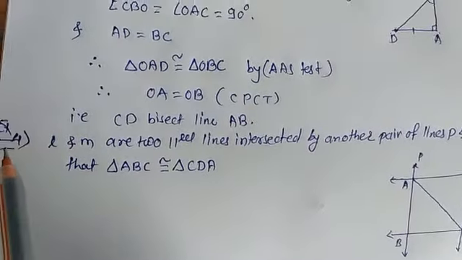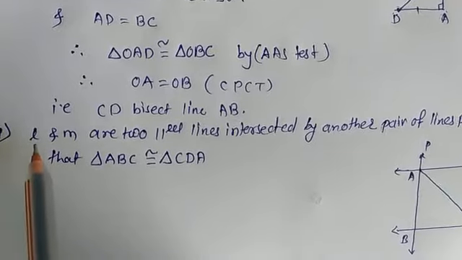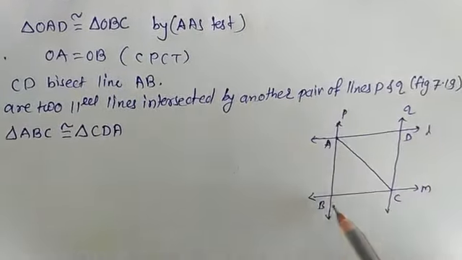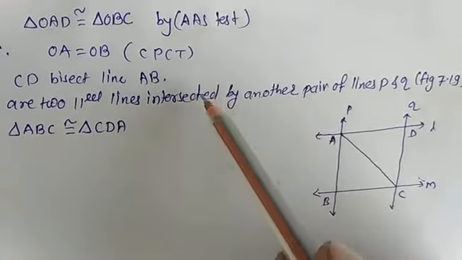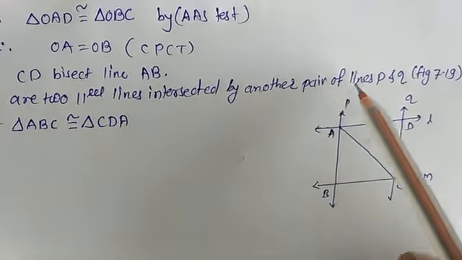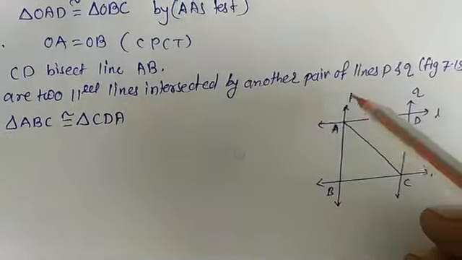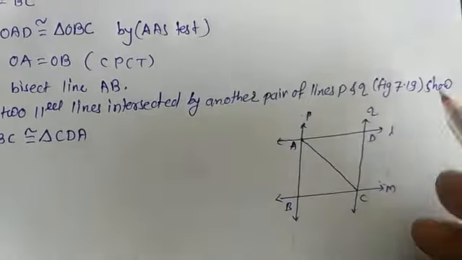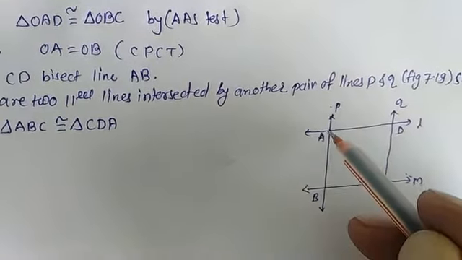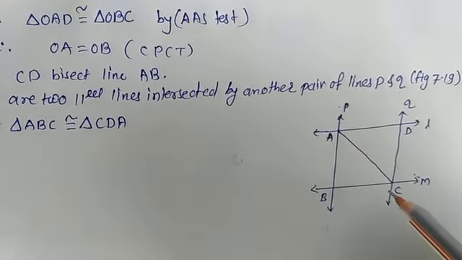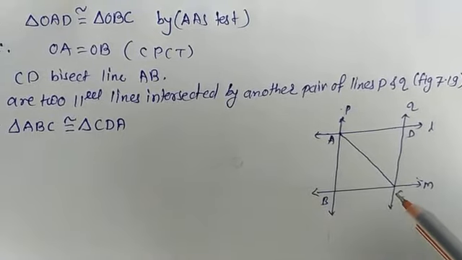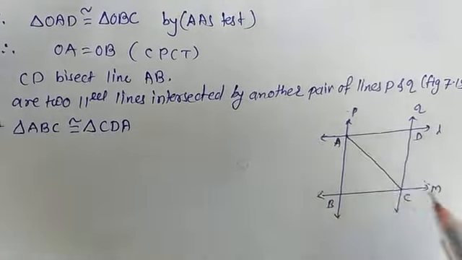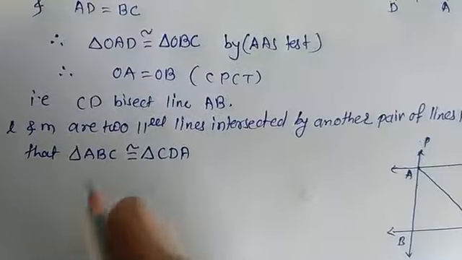Now see example number 4 in the same exercise. L and M are two parallel lines, intersected by another pair of parallel lines P and Q. It is figure 7.19. Show that triangle ABC is congruent to triangle CDA. We want to prove that these two triangles are congruent.